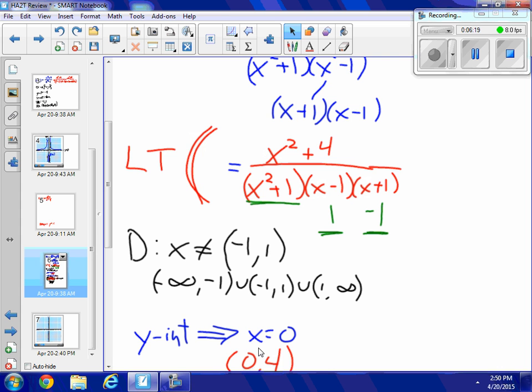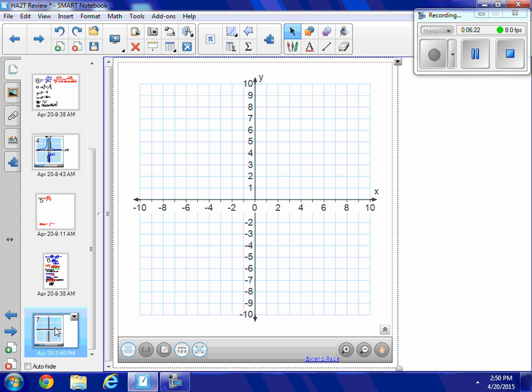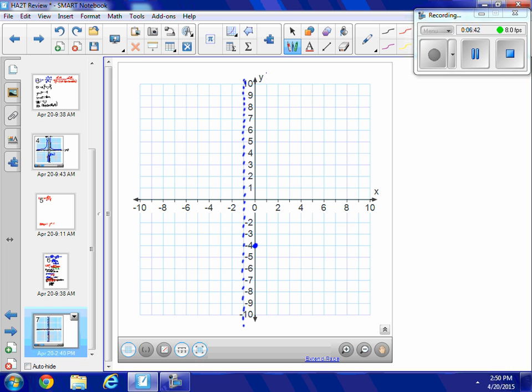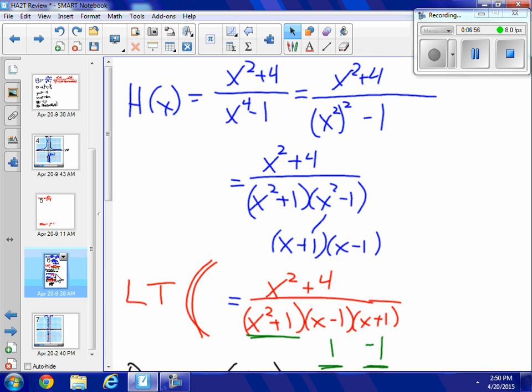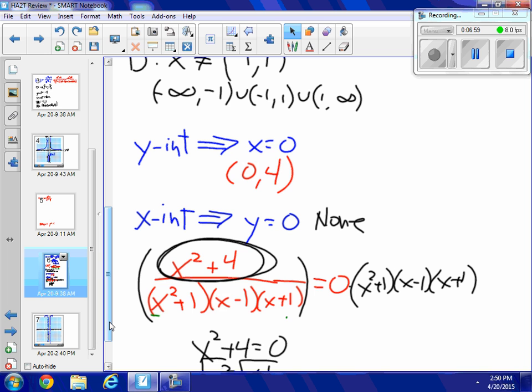So let's go to our graph now and graph some of the things that we have found. We have found that we are going to have our y-intercept at negative 4. We found that we're not going to have any x-intercepts. And we have found that we are going to have vertical asymptotes at x equals negative 1 and x equals positive 1. So I'm going to draw those in as dotted lines, x equals negative 1 and x equals 1. I'm going to label them as my vertical asymptotes. So I've gotten through step number 5. I got my vertical asymptote.